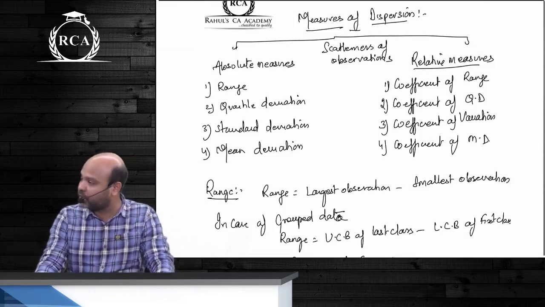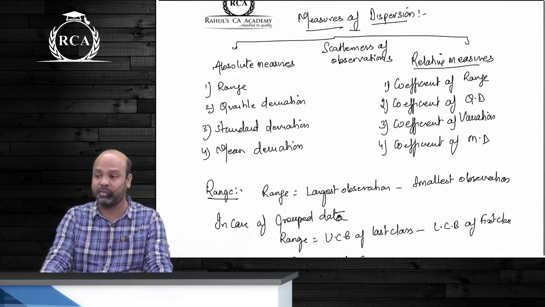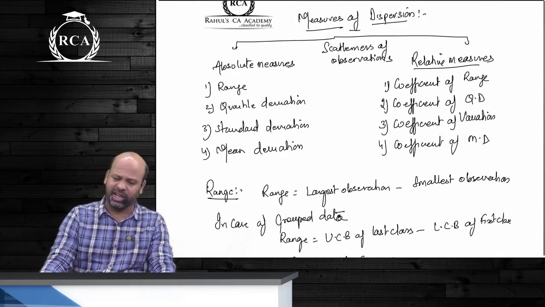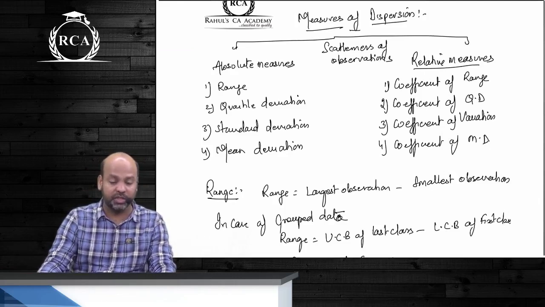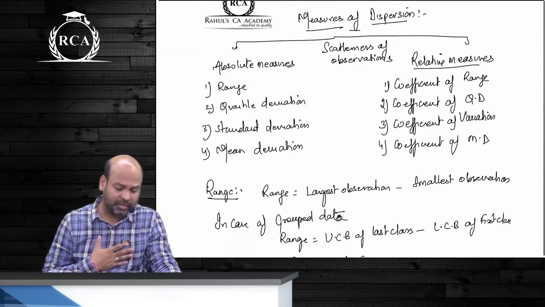So in this chapter, absolute measures will have the same unit of measurement as the underlying variable. A relative measure of dispersion is a unit free measure. Anywhere, guys, wherever you come across a relative measure, it is always a unit free measure. Are we clear about this?